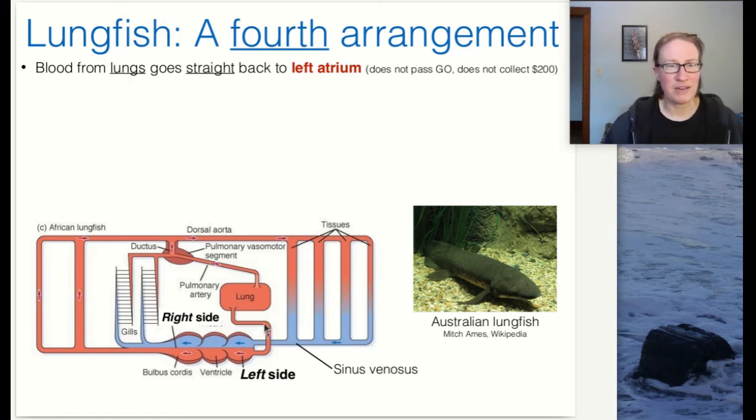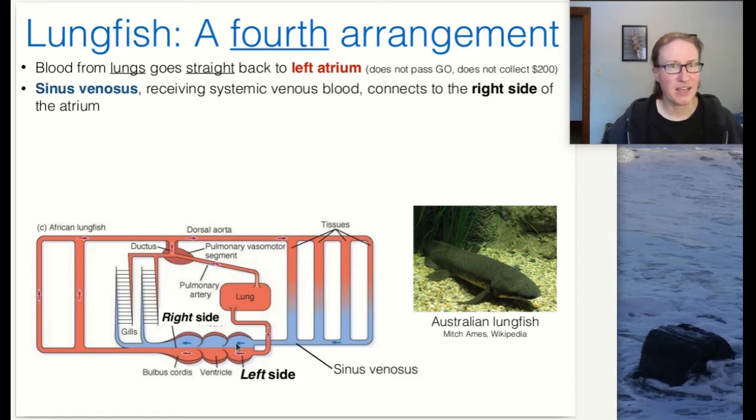Basically what will happen is, lungfish have a developed lung organ, and blood from the lung, from their air-breathing organ, will travel right back to the left atrium of the lungfish heart, okay? So here it is, straight back to the heart. In the meantime, these fish also have a sinus venosus.